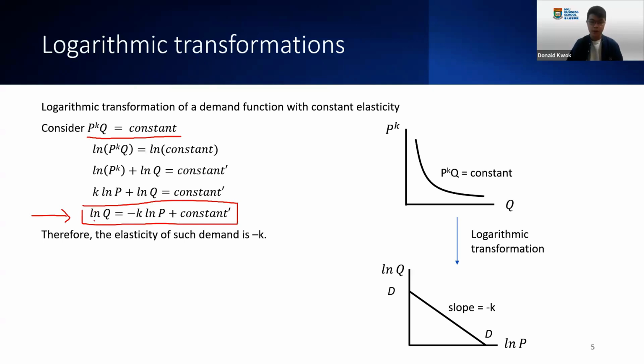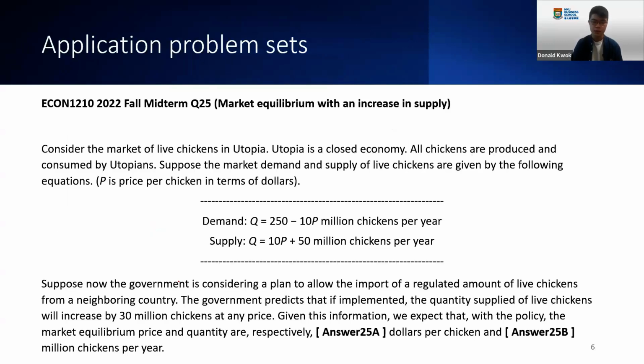So what is the takeaway? If both the independent variable in consideration and the dependent variable are in log form, then we can automatically find out the elasticity, which is the coefficient in front of the log p here. That's all for the review part, and we'll move on to the discussion question.